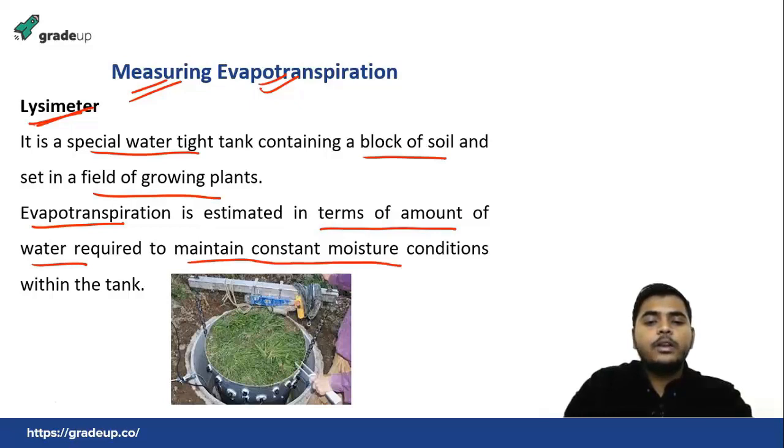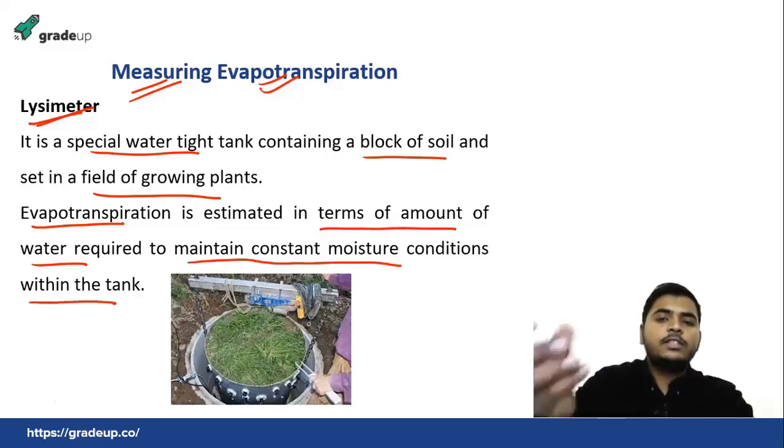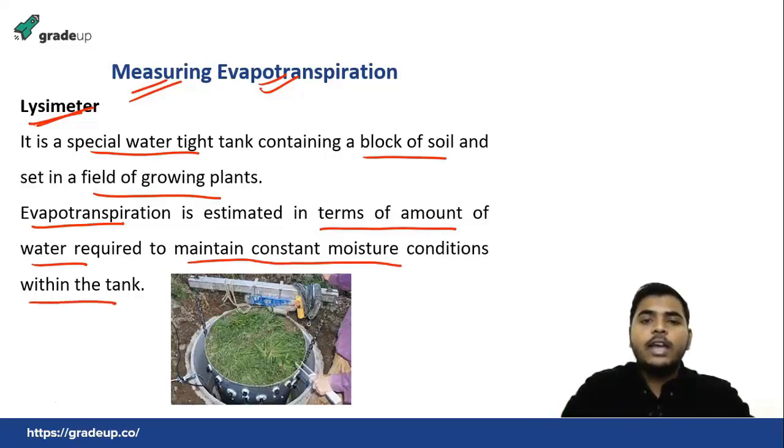So we just pour the water and allow the crop or the plant to grow, and the excess water which will be seeping through the ground will be collected. Then we can calculate that, and that will be the loss of water that is taking place, or evapotranspiration. So this was the lysimeter method.